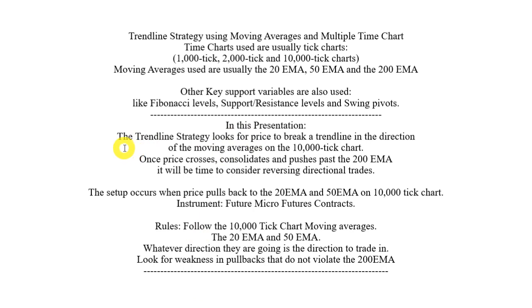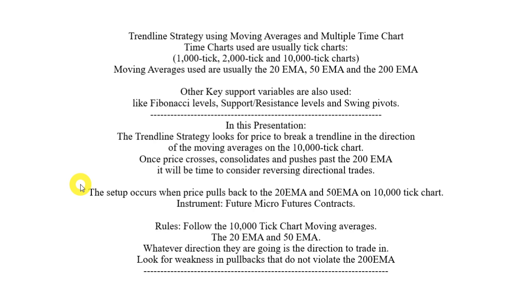In this presentation, the trend line strategy looks for price to break a trend line in the direction of the moving averages, or in the direction of the trend. On the 10,000 tick chart, that's the one we use. That's our guide. Once price crosses the trend line, consolidates, and pushes past the 200 EMA on the opposite side, it will be time to consider reversing the direction.